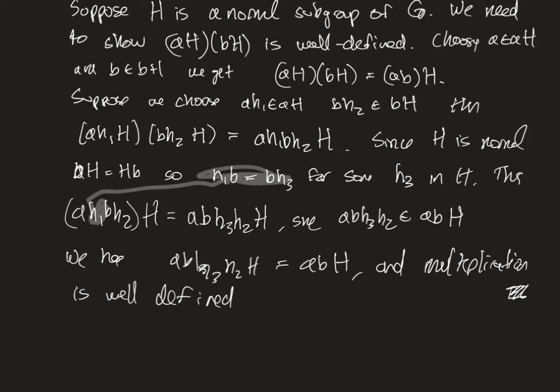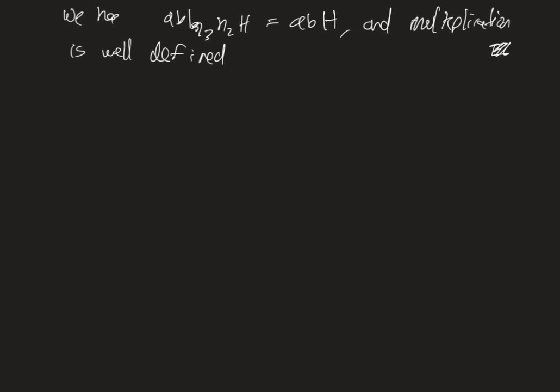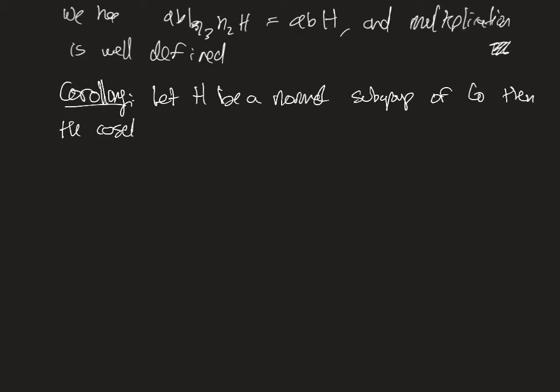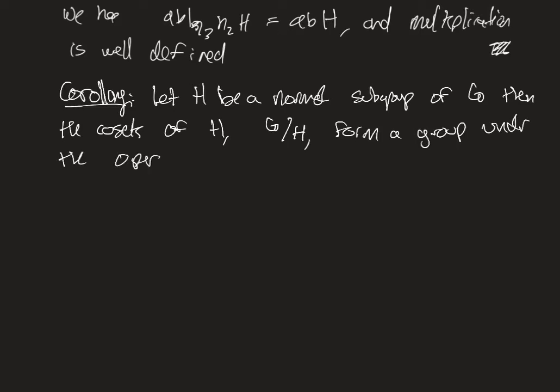That proves this theorem. Now that we know that multiplication is well defined for normal subgroups, we can get the following corollary, which is really what we're after here: if H is a normal subgroup of G, then the cosets of H, which of course is denoted G mod H, form a group under the operation aH times bH equals abH.